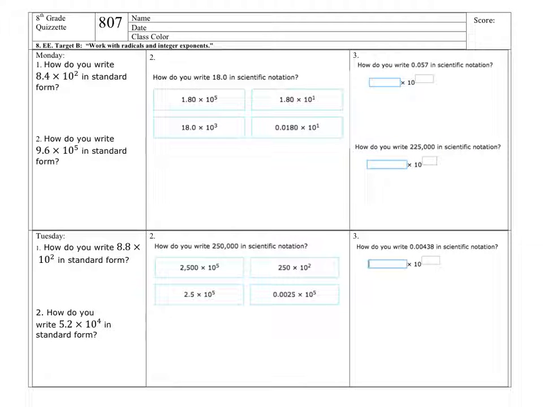Today we'll be watching a Quizzette video on 807. As always, make sure you write your last name, comma, first name, today's date, and your class color.